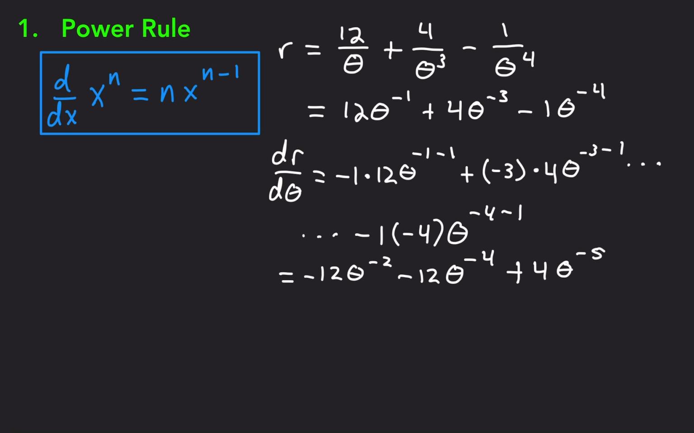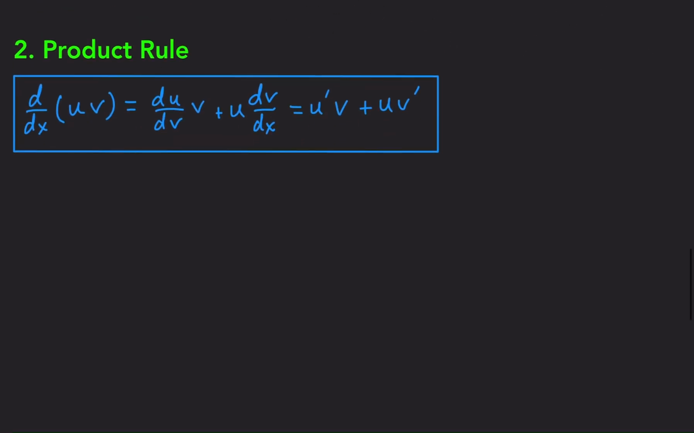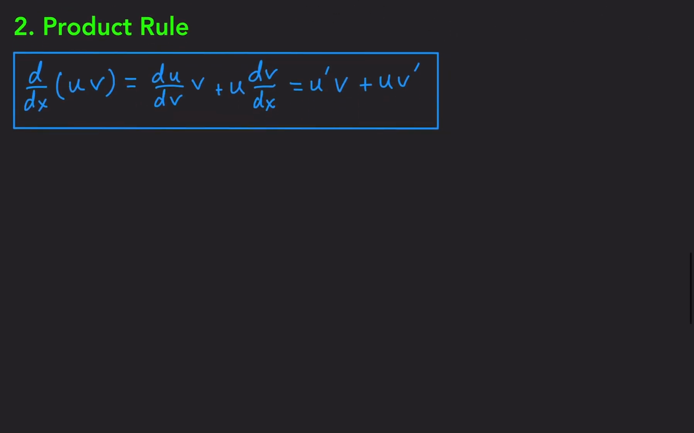Now we're going to move on to the next rule, the product rule. The product rule states that when you take the derivative of two functions of x that are multiplied together, it's the derivative of the first times the second plus the first times the derivative of the second. Say that again. Derivative of the first times the second plus the first times the derivative of the second.